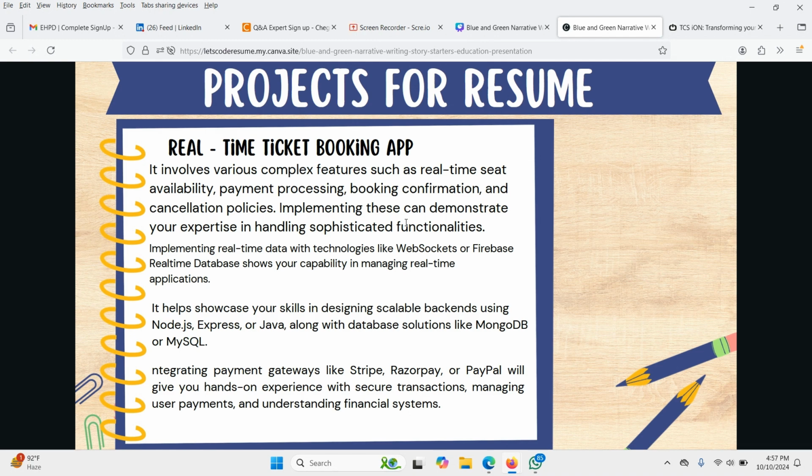The first thing is that it involves various complex features such as real-time seat availability, payment processing, booking confirmation, and cancellation policies. Implementing this can demonstrate your expertise in handling sophisticated functionalities, because the market has changed and you have to work on features that are more complex and typical so that you can stand out in the current market.